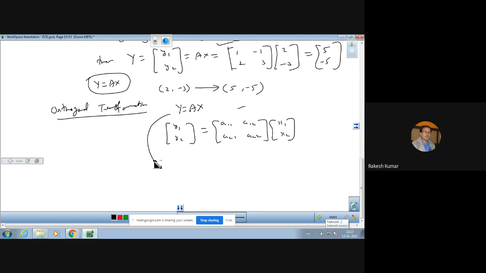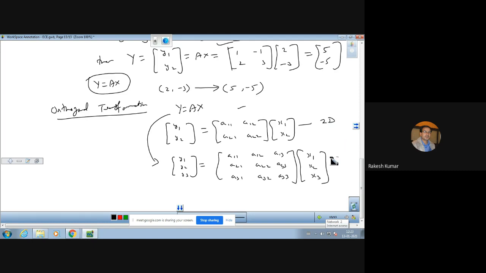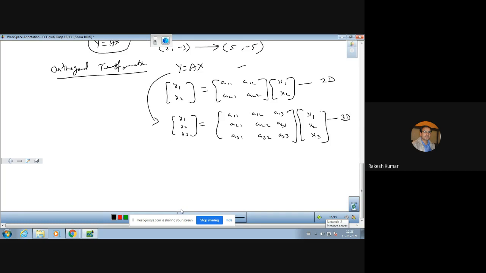Suppose we want to write down this transformation in 3 dimension, then that will be y1 y2 y3 is equal to a11 a12 a13, a21 a22 a23, a31 a32 a33. So this is a matrix A and this is a matrix X, x1 x2 x3. This is in 2D and this is in 3D.